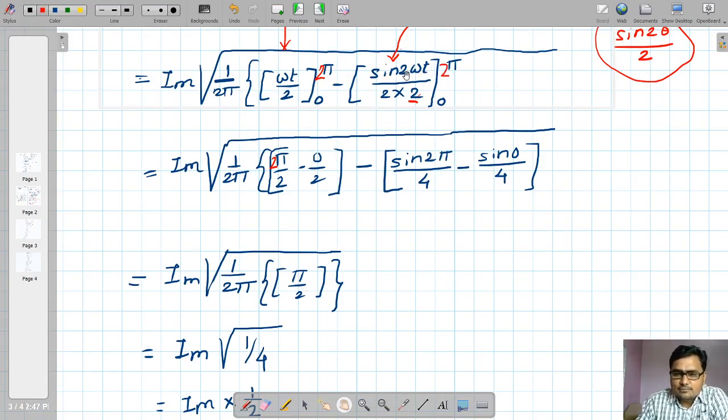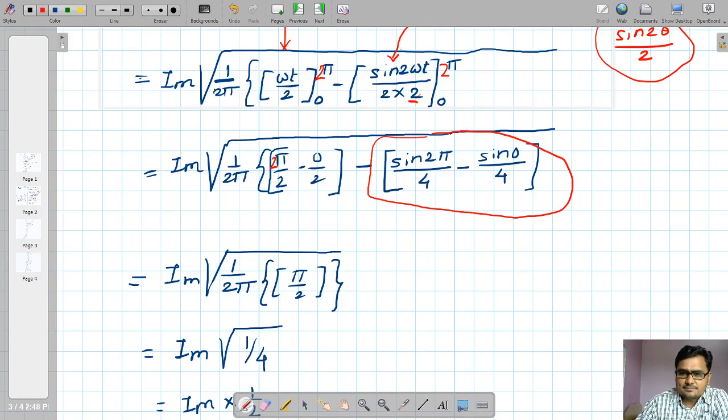So sin 4 pi divided by 4 minus sin 0 divided by 4. Obviously this complete thing will become 0. Look at this, because sin 0 is equal to 0, and sin 4 pi or sin 2 pi, everything becomes 0. So this whole thing becomes 0.